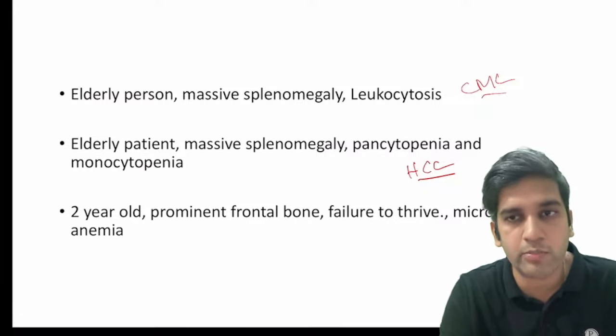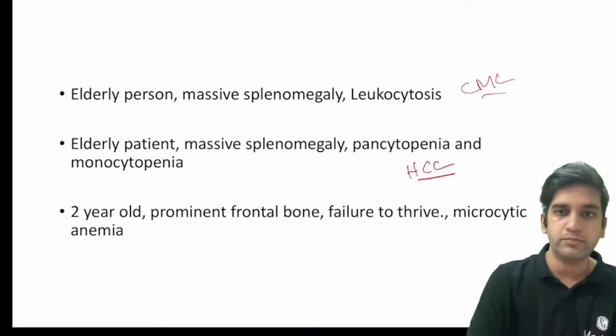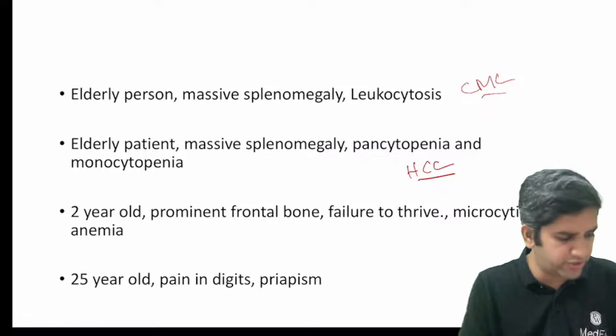A 2-year-old, prominent frontal bone, failure to thrive, microcytic anemia. Diagnosis? It's thalassemia. Most likely thalassemia major, because of very early onset, right?